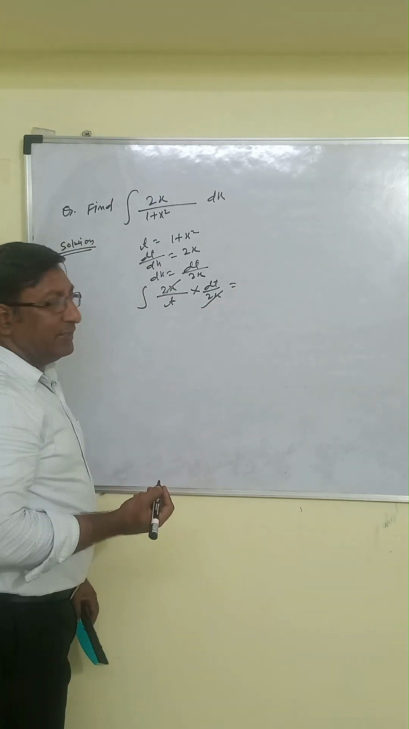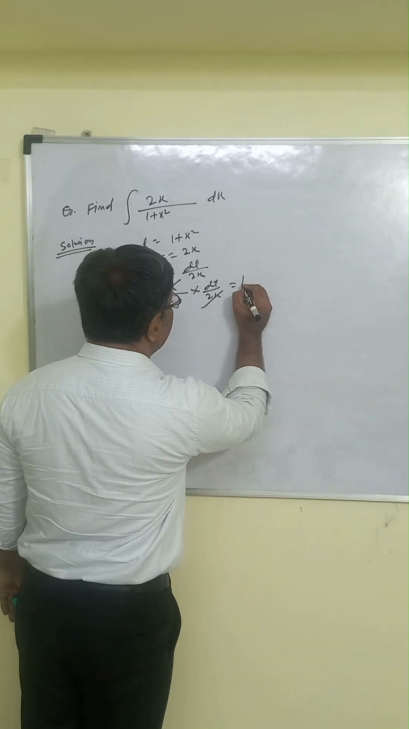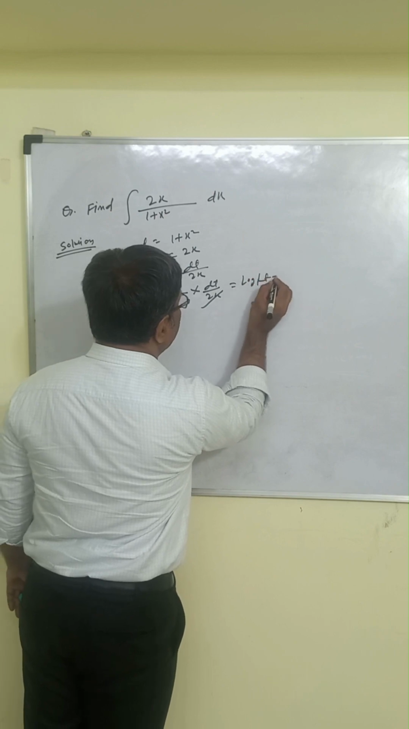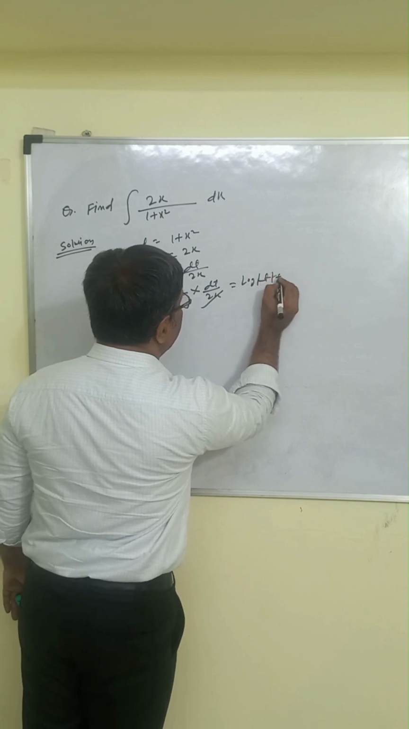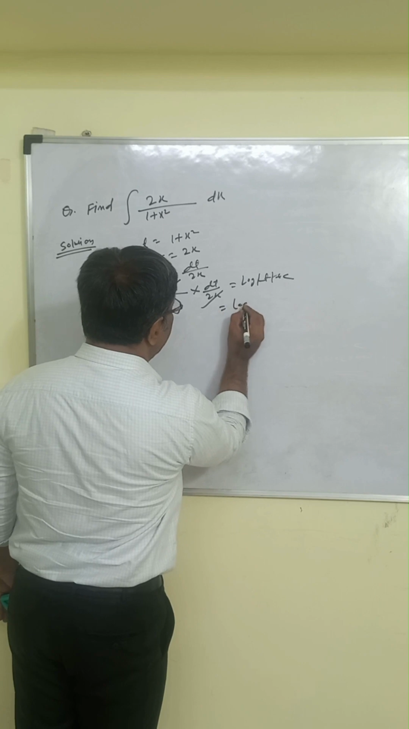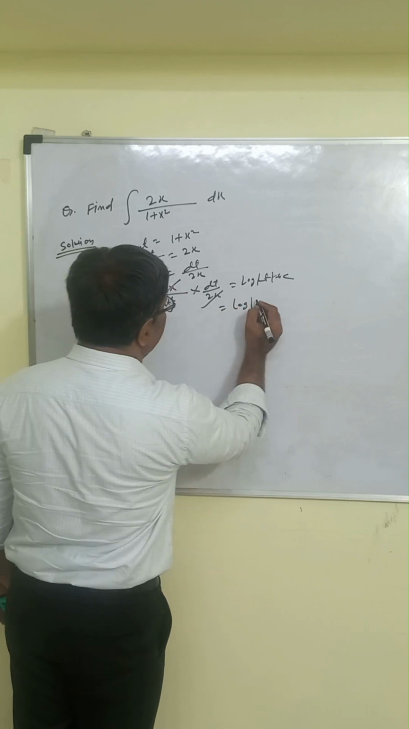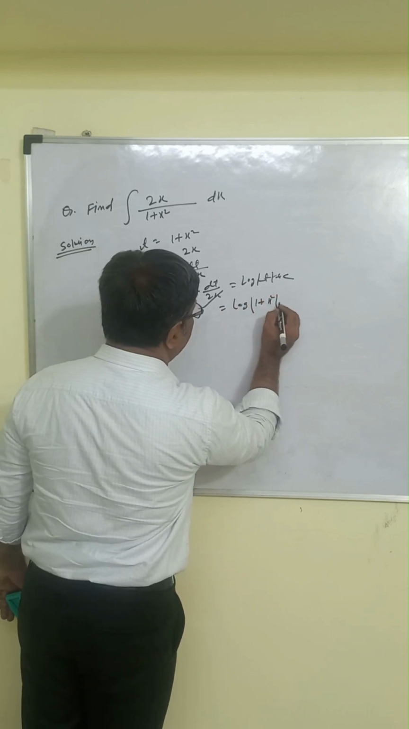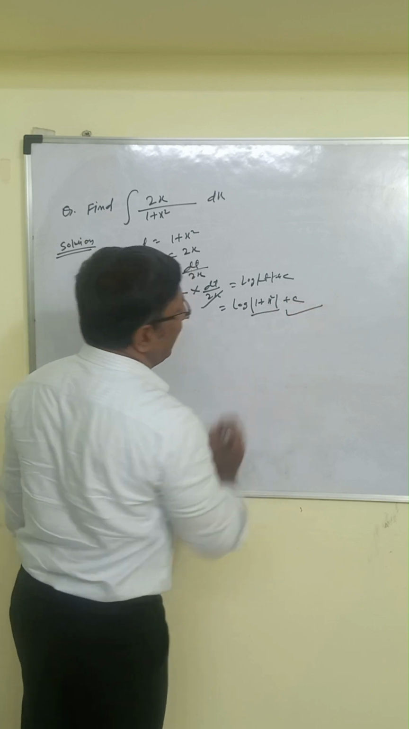Integration of 1 by t dt. So the integration of 1 by t is what? Log t. So this is log t plus c. And we know t is what? That is 1 plus x squared. So log of 1 plus x squared plus c, the right answer.